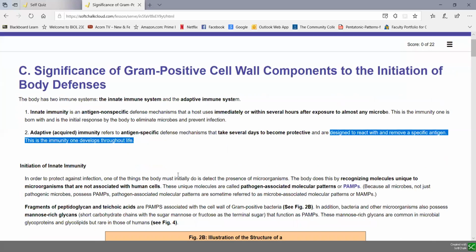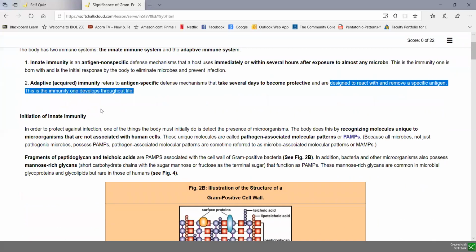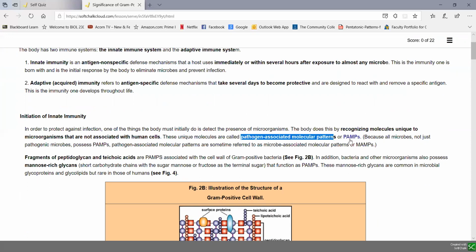Now let's start out with innate immunity. How do we initiate that? Well, as we set up here, it's antigen non-specific. So we're not looking for antigens. Rather, what we're looking for in most cases are pathogen-associated molecular patterns, or PAMPs.